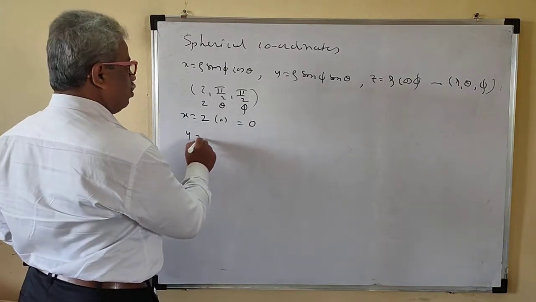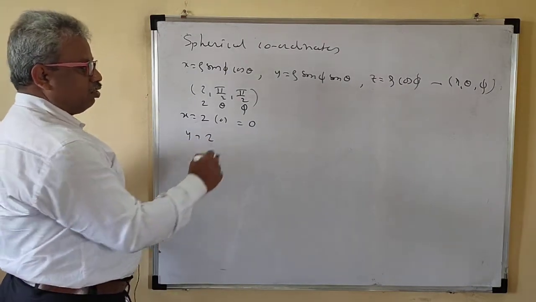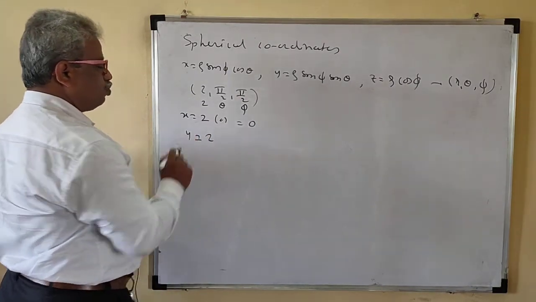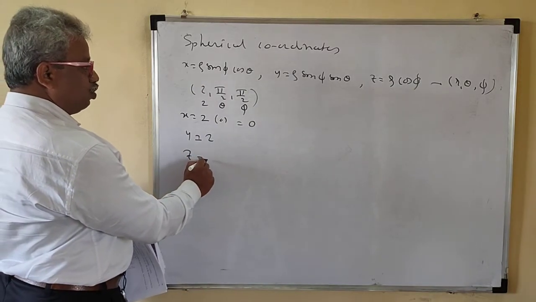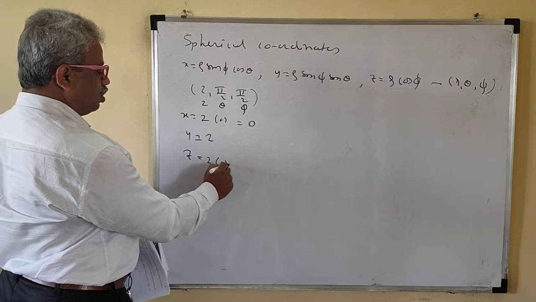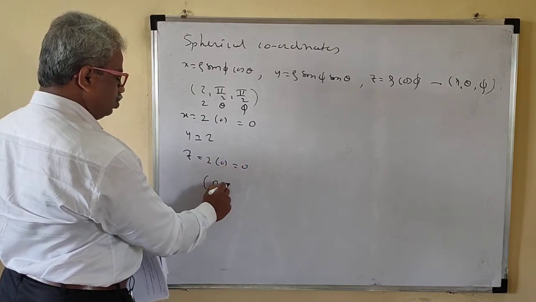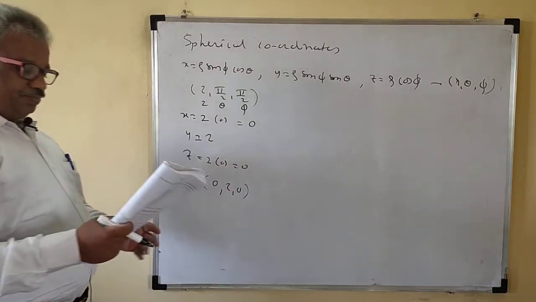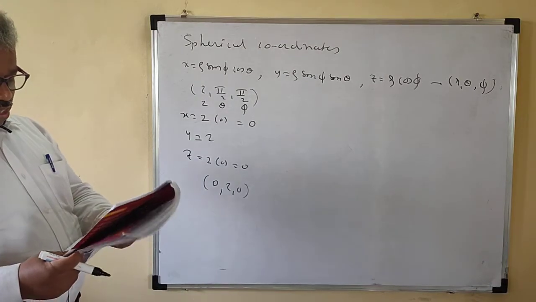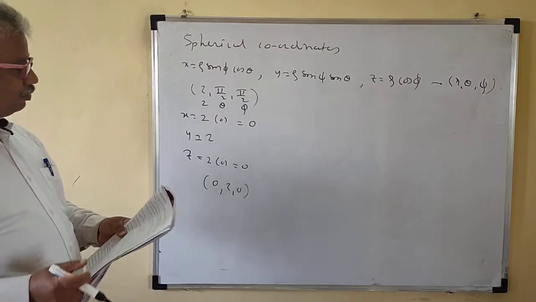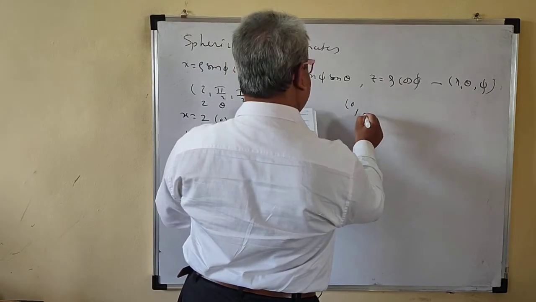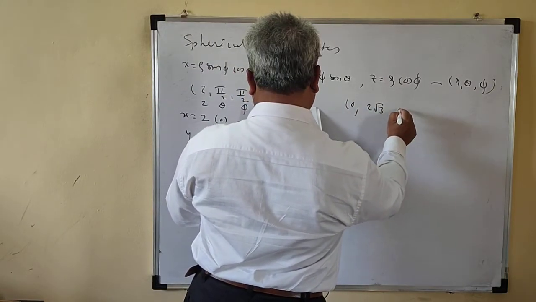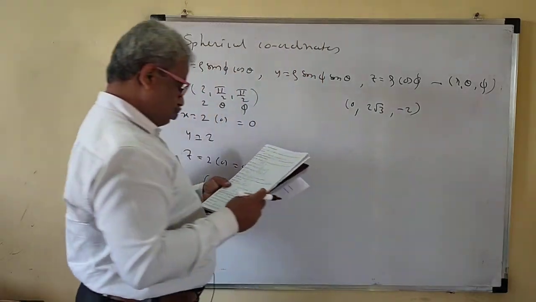Now y is 2 sin pi by 2 sin pi by 2, so that is 2. Now z is rho cos phi, which means 2 into 0. This is 0. That means 0, 2, 0 are the Cartesian coordinates. Now suppose we are given the Cartesian coordinates 0, 2 root 3, minus 2.